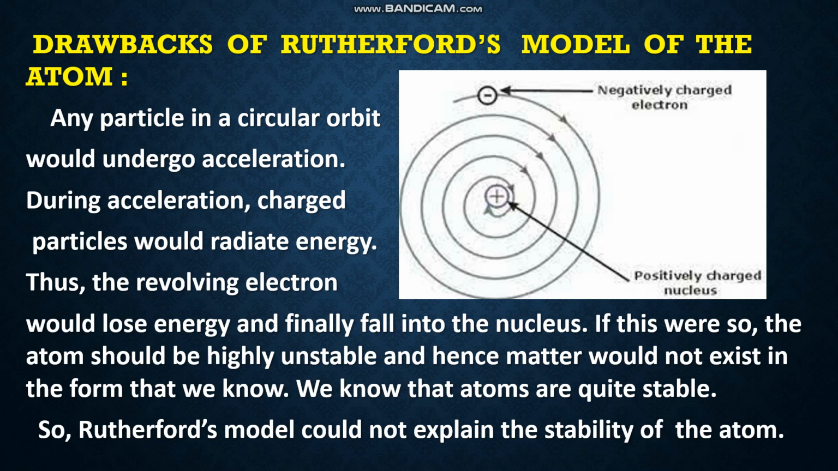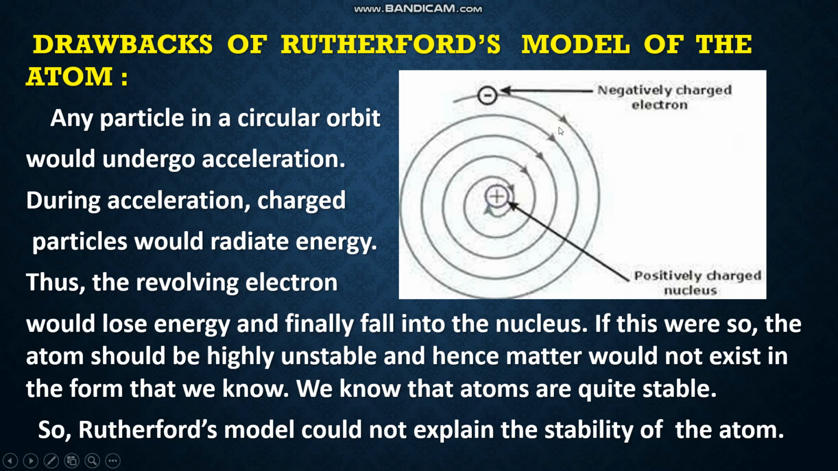And one more fact is there. During acceleration, a charged particle would radiate energy. That means if any charged particle undergoes acceleration, it would radiate energy. That means it releases energy or loses energy. Thus, the revolving electron would lose energy and finally fall into the nucleus. You know already the electrons are negatively charged particles. As it is moving in a circular path, it undergoes acceleration. So any charged particle, when it undergoes acceleration, loses energy.